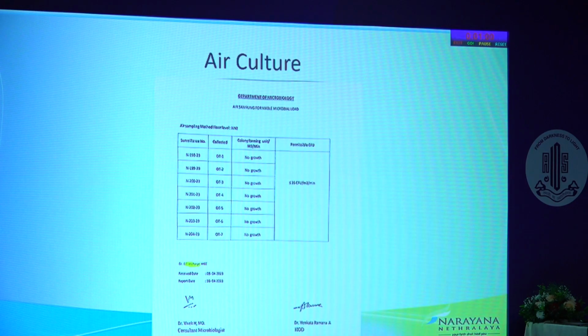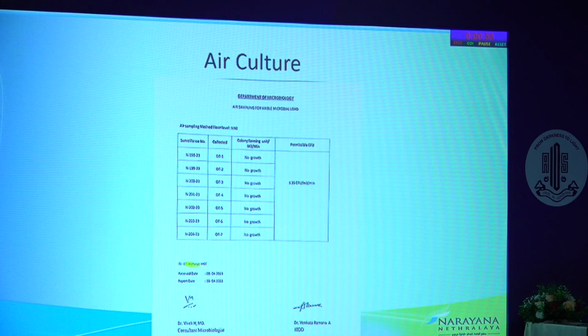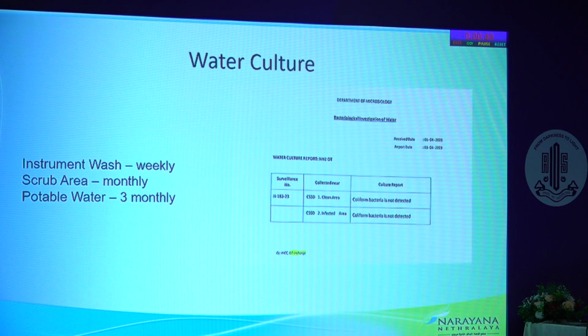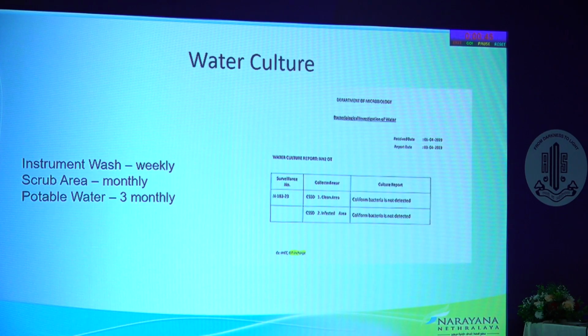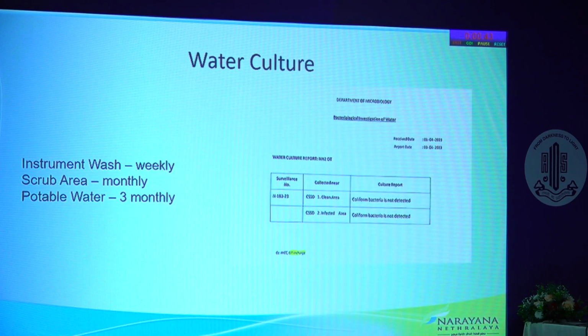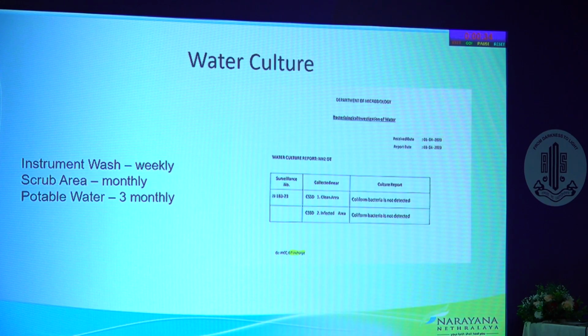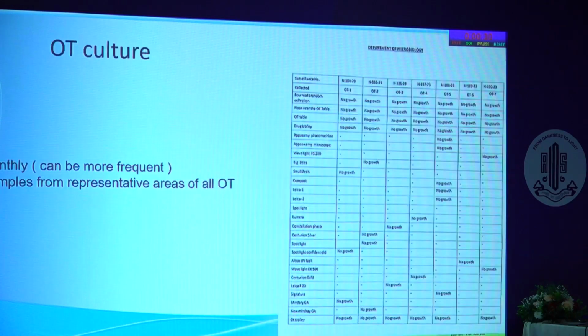So periodically, we always have this check there that, okay, the water culture was due, the air culture was due, has it happened, and what is the report? For water culture, we are a little aggressive. So from our instrument wash area, we do it weekly. For the scrub area, or what we use for scrubbing, it is monthly, and potable water anyway is 3 monthly. So again, a similar report, we just document from which tap it was collected, and the report there that, okay, the culture is sterile. So this again we maintain in the same way.